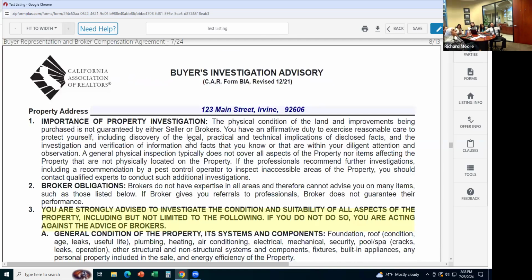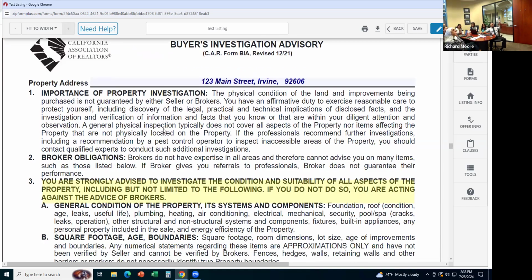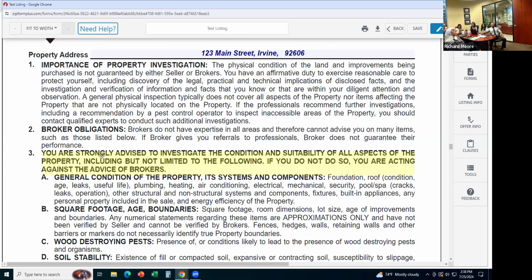Buyer's investigation advisory, this is one of the forms that was referenced earlier. And importance of property investigation, it kind of tells them, hey, why this is important to investigate the property and what the broker's obligations are. But number 3, Mr. and Mrs. Buyer, you are strongly advised to investigate the condition and suitability of all aspects of the property, including but not limited to the following. If you do not do so, you are acting against the advice of brokers. So when you give them this and you're saying, look, you can do a general condition of the property, inspection for general condition of the property and systems and components.